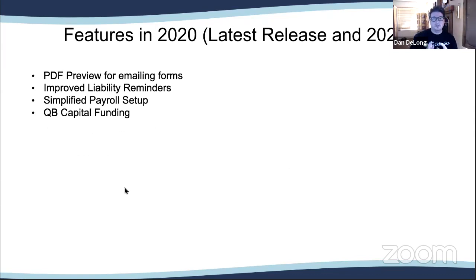So we'll talk first about the features that are in the latest release of 2020, and also being billed as new features in 2021. The PDF preview for emailing forms, improved liability reminders, simplified payroll setup, and QB Capital funding.